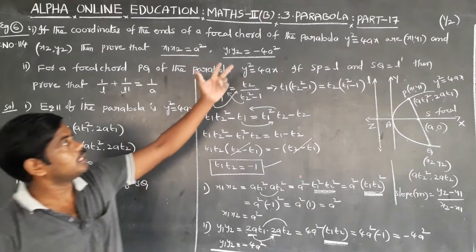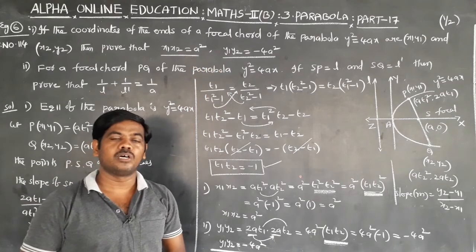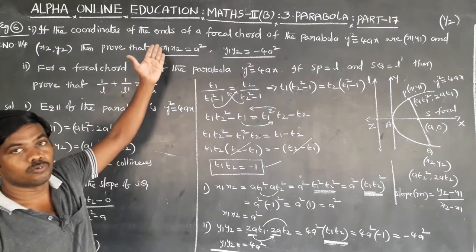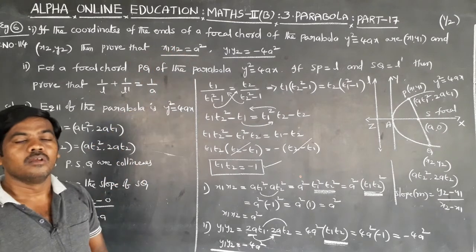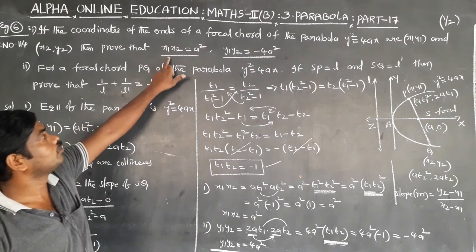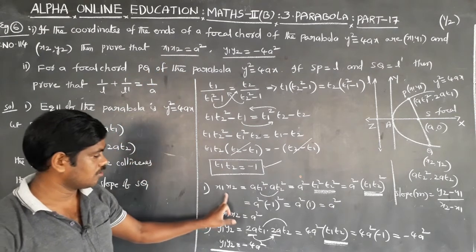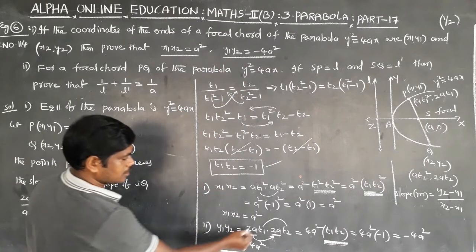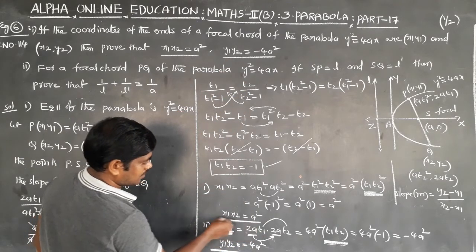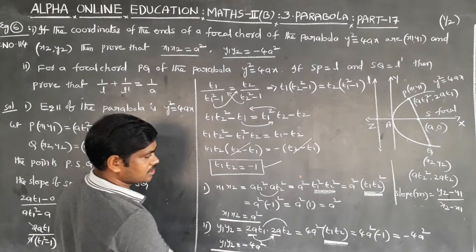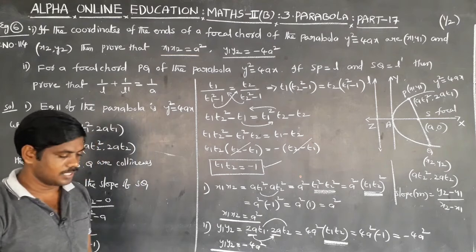Here x1 comma y1 and x2 comma y2 are the extremities or endpoints of a focal chord of a parabola y square is equal to 4ax. Then we prove that x1 x2 is equal to a square, y1 y2 is equal to minus 4a square.